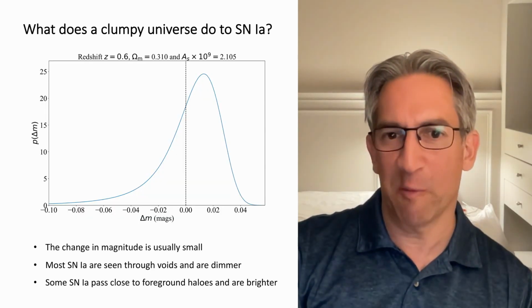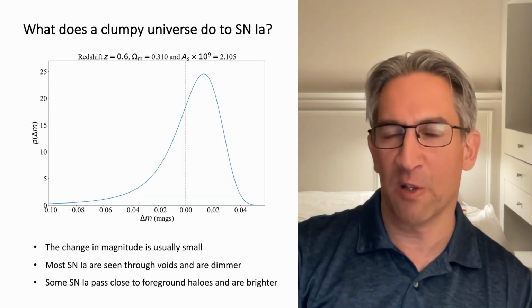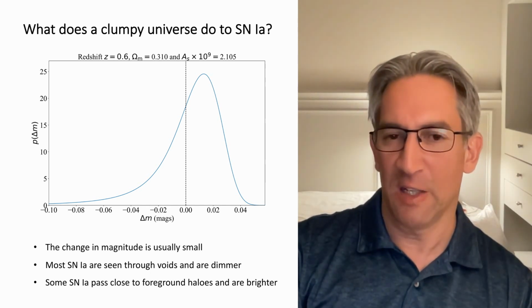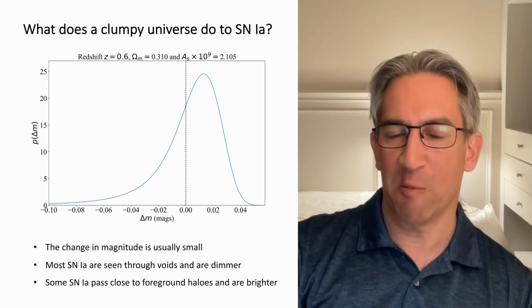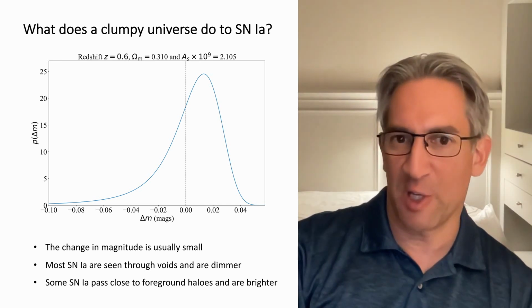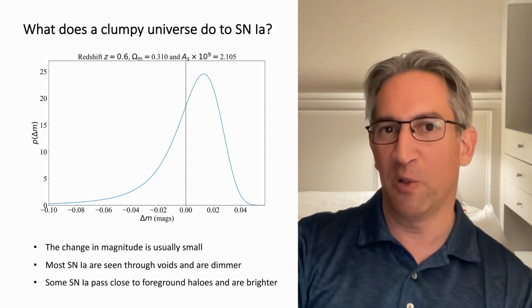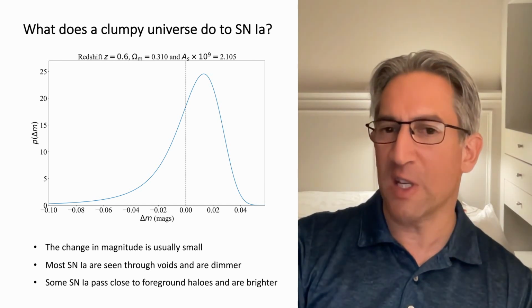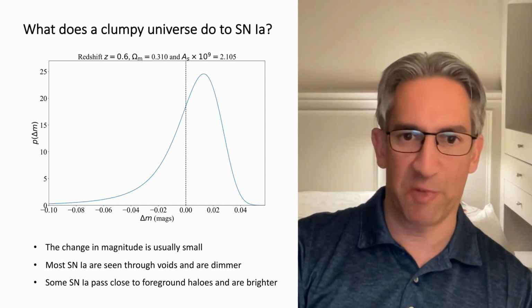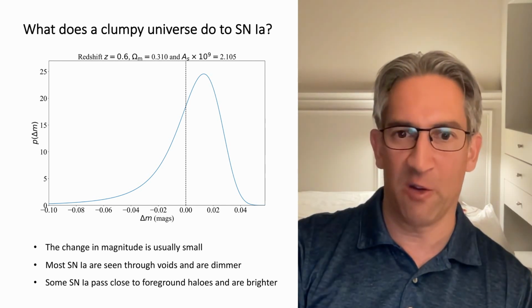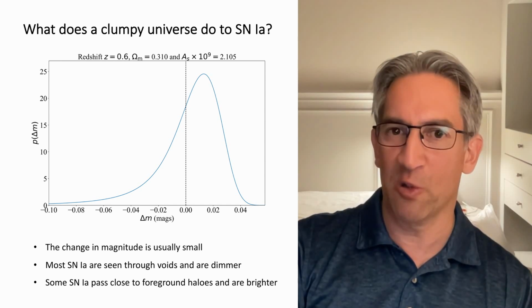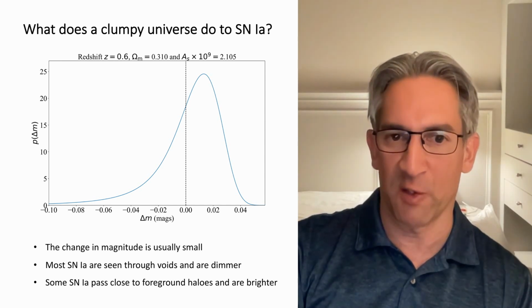So let's have a think about what kind of size of effect we're looking for. Here's a little graph of just the probability of magnification in terms of magnitudes. This is going to be for about a redshift of 0.6, the typical redshift of our supernova sample, and typical values of cosmological parameters. So as we can see, the effect is pretty small. This PDF has a distribution width of only about 0.03, about 3% in brightness. So it's pretty small compared to the intrinsic scatter of supernovae.